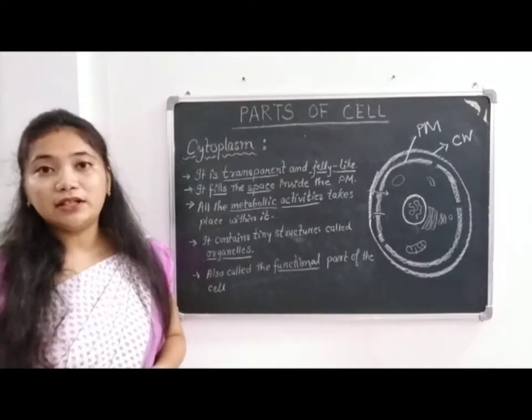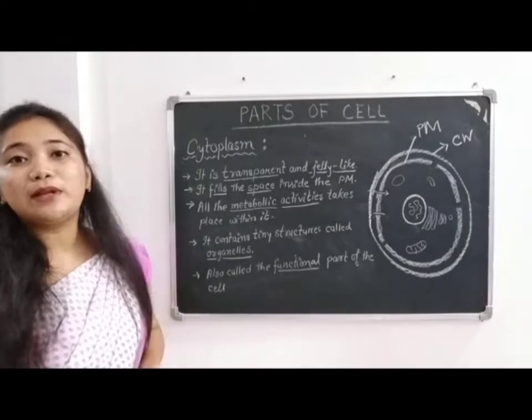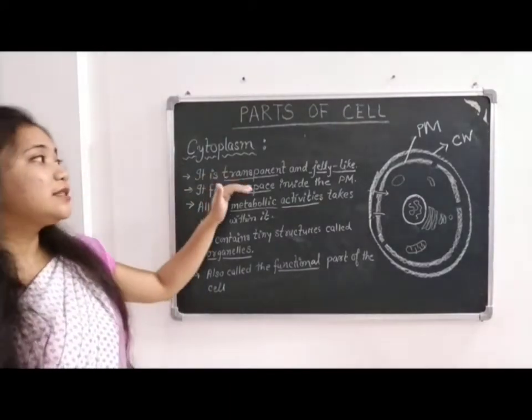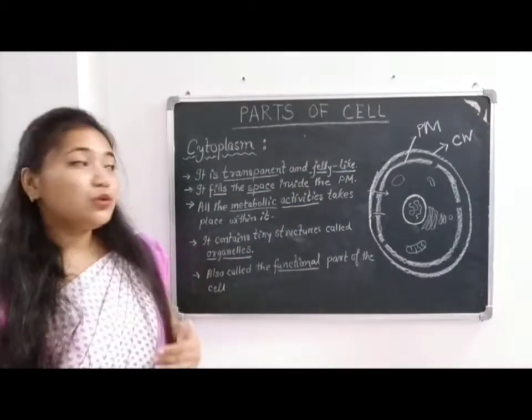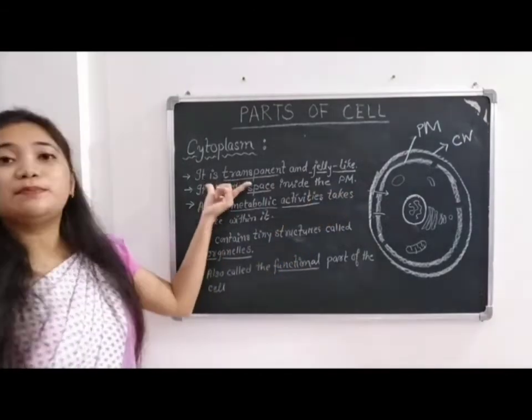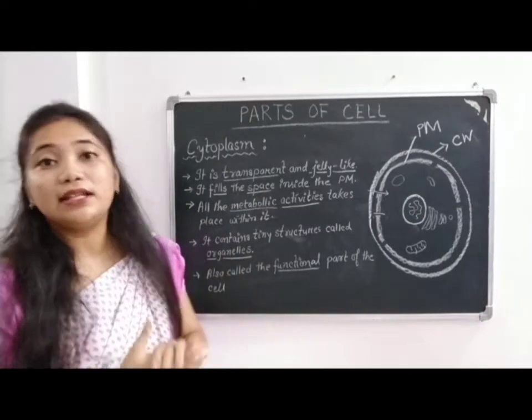So after the cell membrane, we have the cytoplasm. Like I have already mentioned, it is a transparent and jelly-like substance. I told you it is fluid. So basically it is a jelly-like substance and it is transparent. Light can pass through it. We can see what is in there.